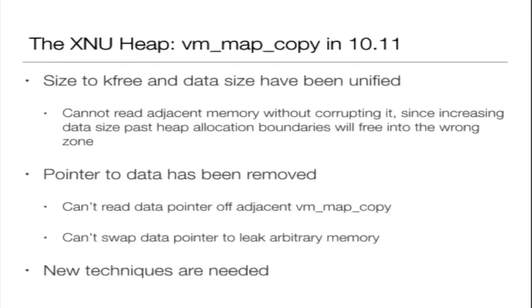And the pointer to the data has been removed. This prevents us from reading a pointer to the adjacent VMAP copy by putting two VMAP copies one after the other. And you can't write into this pointer to leak arbitrary kernel memory. For this, you need new techniques.